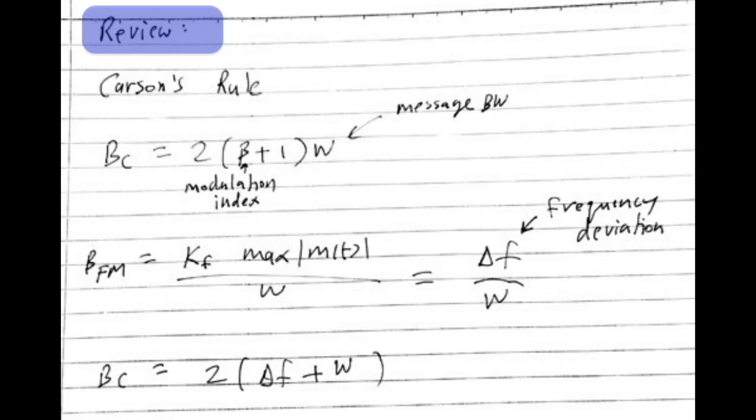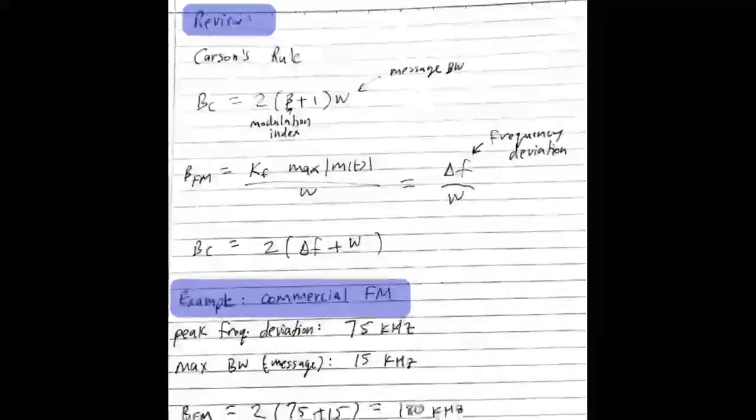This allows us to rewrite Carson's rule as BC equals 2 times the quantity delta F plus W. Note that both these forms are useful when using Carson's bandwidth rule.